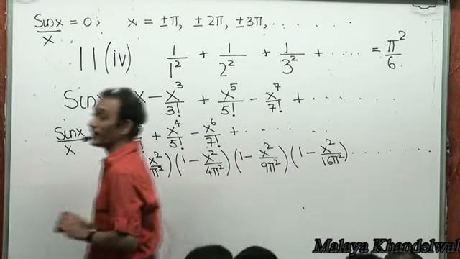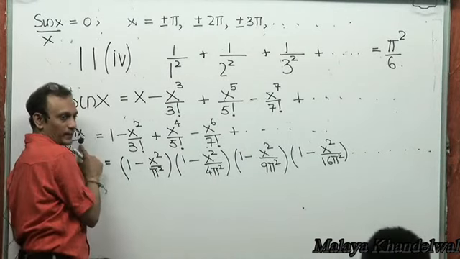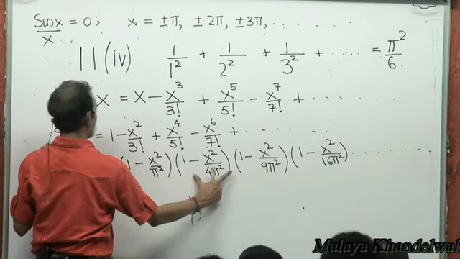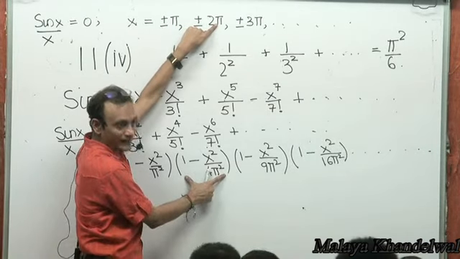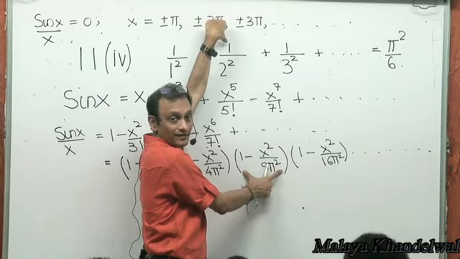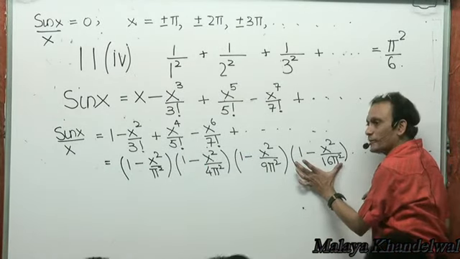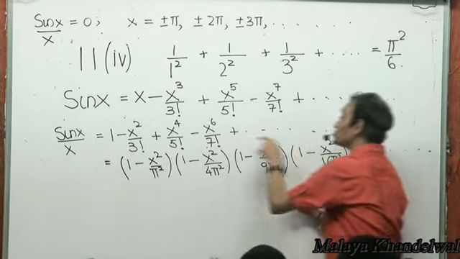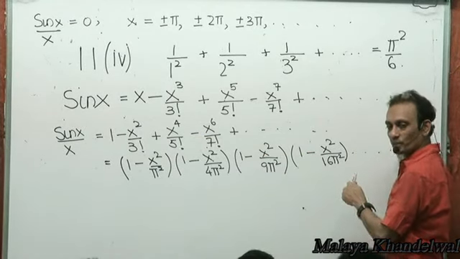I claim that sin x by x, I'll tell you why. Sin x by x will become 0 when this is 0, and this will give me x equal to plus minus pi. Or it will become 0 when this is 0, which will give me x equal to plus minus 2 pi. Isn't it? Or if this is 0, I'll get x equal to plus minus 3 pi. Yes, this will become 0 at x equal to plus minus 4 pi. Yes or no? That means this must be the factorization of this. These must be the factors of this expression up to infinity. Yes or no? Right?